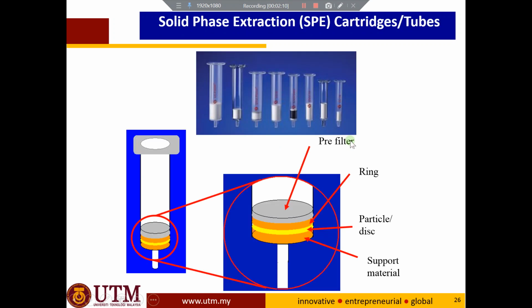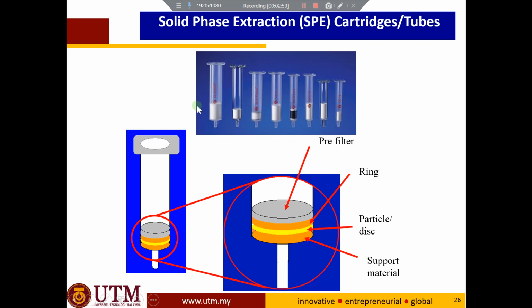Okay, let's look at the scheme, the figure or the illustration of the SPE. As we can see here, we have the solid particles inside. This is the ideal condition of the SPE, where we have the pre-filter, the particles, the disc, and the support material. The pre-filter is of course to pre-filter the sample, and the support material is to prevent our particles from coming out. Maksudnya kita nak support kita punya particle ni supaya tak terkeluar daripada cartridge. That is why we need this support material.